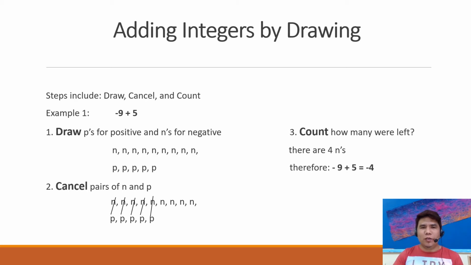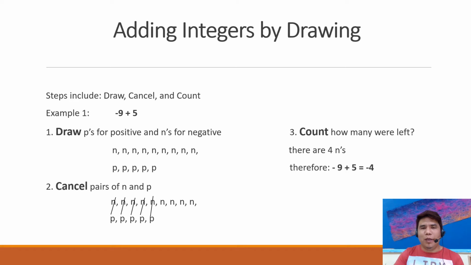Taking into consideration the example here, negative 9 plus 5, okay? Number 1, so we can solve that one, no? The negative 9 plus 5. Number 1, draw. What are we to draw? I-draw po natin yung P. P to represent the positive, okay? Draw P's and then N for the negative. So that's why it says here, draw P's for positive and N's for negative.